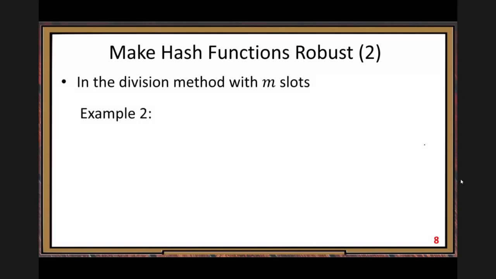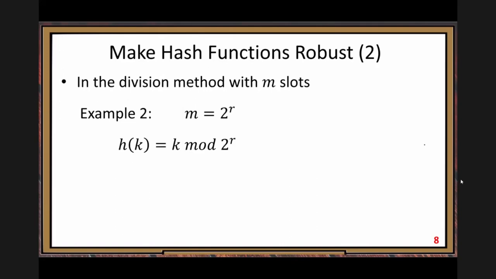Second, in a division method with m slots, if m is a power of 2, then your division method won't be good, because when you do the modular operation, you just do truncation. Because you divide by 2 to the rth power, you just drop the bits higher than the last r bits. You only keep the last r bits. Then think about two keys with the same last few bits: they map to the same location. If you just do truncation, your hash function is not robust.